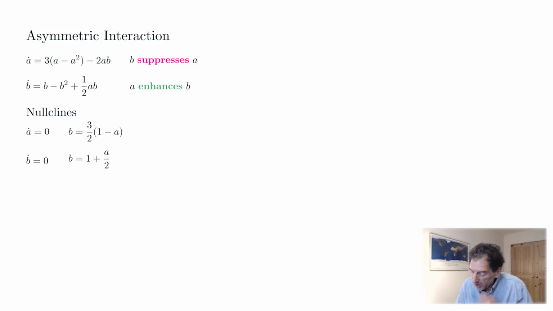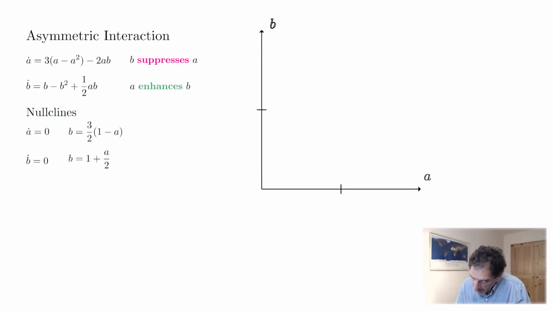So let's look at these nullclines in the space spanned by a and b, the densities of the two species. Let's first look at the nullcline b dot equals 0. So when a is equal to 0, it starts off at 3/2, and then when a is equal to 1, it hits b is equal to 0. So it's a line of slope 3/2. It looks something like this. So this is b dot equals 0.